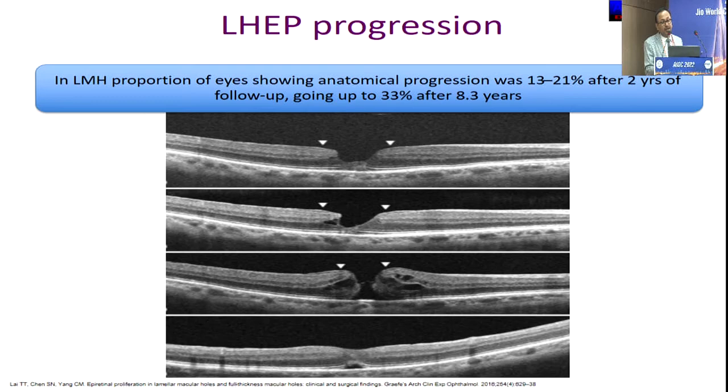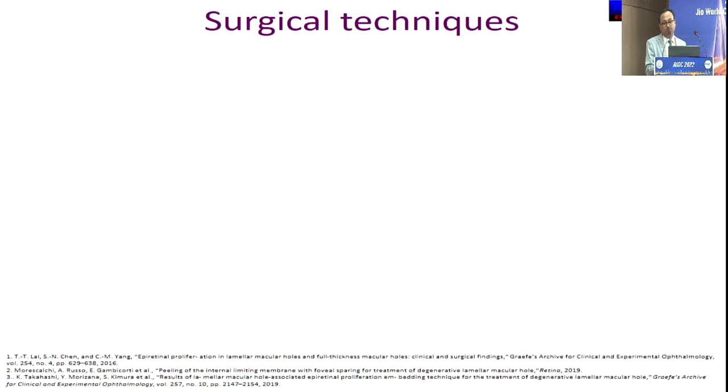LHEP progression also, if you see this patient who has been operated, there was a lamellar hole epiretinal proliferation that progressed to a full thickness macular hole. Even after surgery, you have a small neurosensory defect. The proportion of eyes which had an anatomical progression was 13 to 21% after 2 years of follow-up, going up to 33% after 8.3 years.